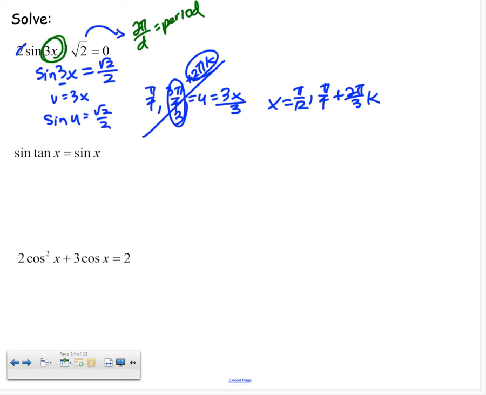Okay, the next one. Oh, not so simple. We have sine tan. Oh, there's a typo here. Shame on Miss Newland. There should be an x there. You never write just sine, it's always sine of x. So we have sine x tangent x equals sine of x.